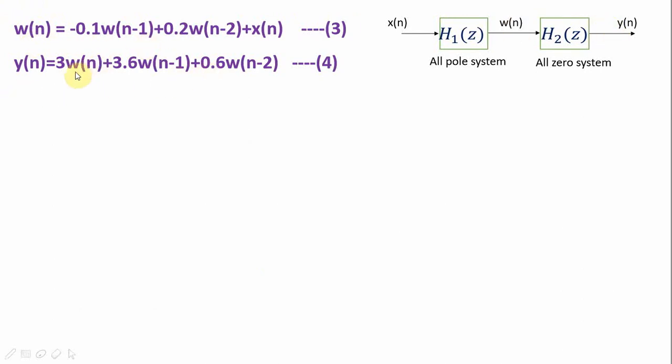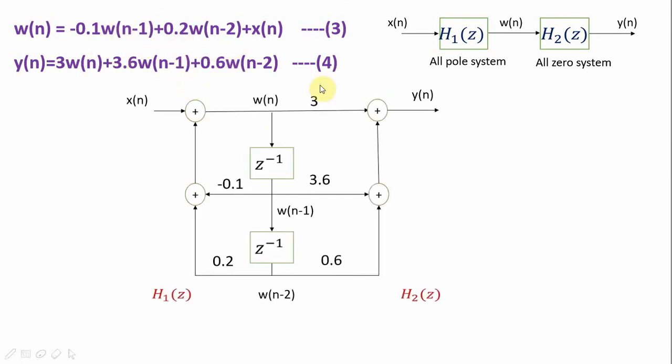From these two, we observe that w and its delay elements are common for these two equations. So from w of n, assuming that initially we know it, tap it and delay it, so that we have w of n minus 1 and w of n minus 2 as required by these two equations. Then multiply w of n minus 1 by minus 0.1 and w of n minus 2 by plus 0.2, add it along with x of n to get w of n.